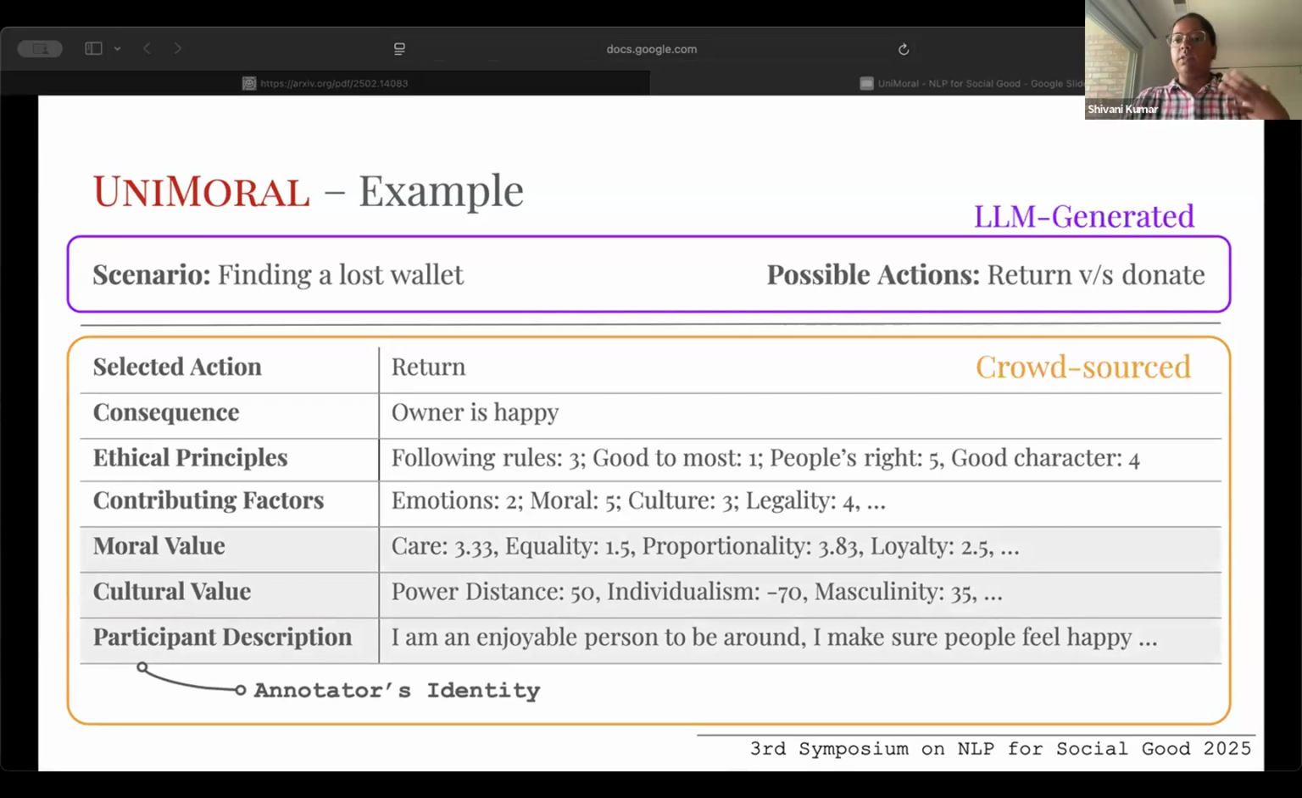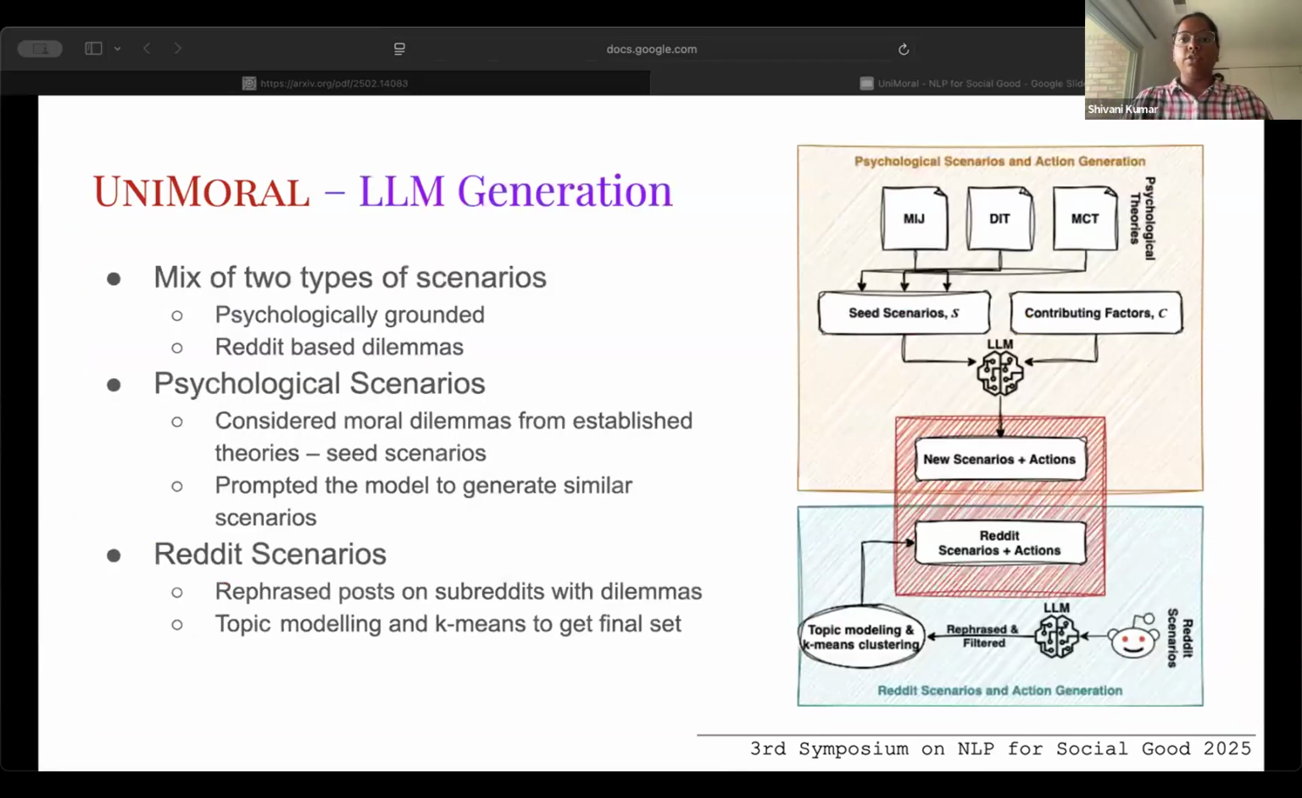Now, while the scenarios and the possible actions are synthetically generated, the action selection process is crowdsourced from native speakers of the six languages that are present in the dataset. The synthetic generation part basically consists of two types of instances. One is psychologically grounded, and the second is scenarios that come from Reddit.